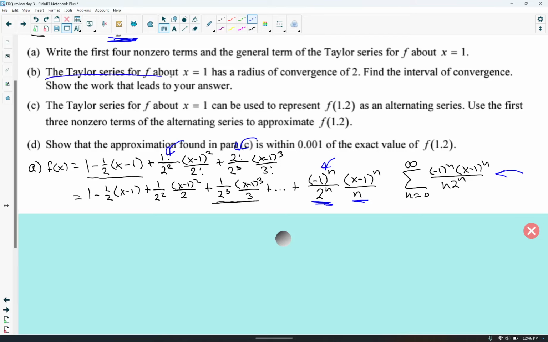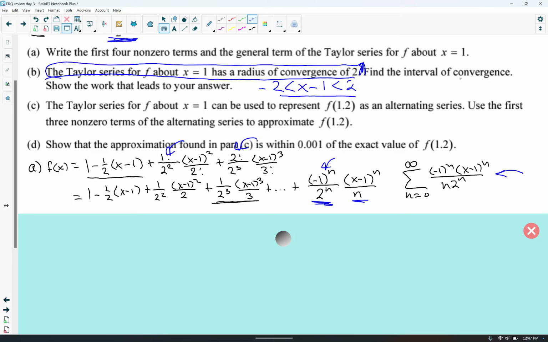B, the Taylor series for f about x equals 1 has a radius of convergence of 2. So Taylor series about 1. If we're centered at 1, then the radius of convergence is 2. So this will be 2, and then over here negative 2. So this sentence right here gives me this inequality.